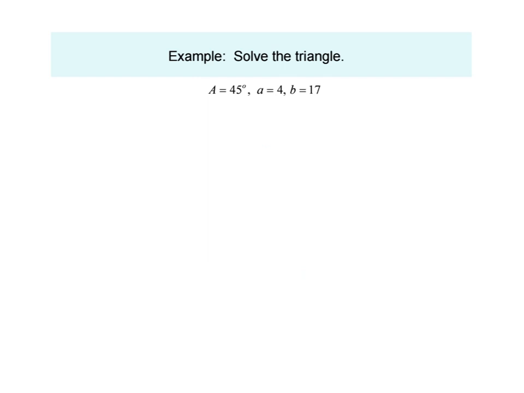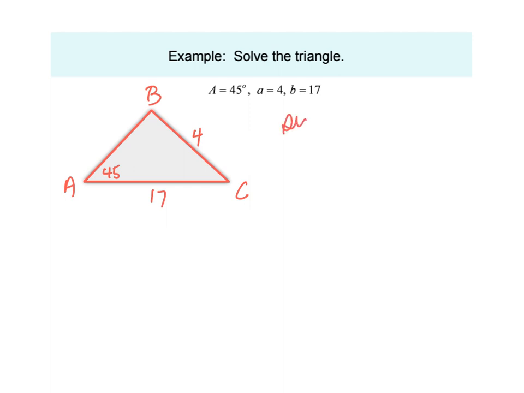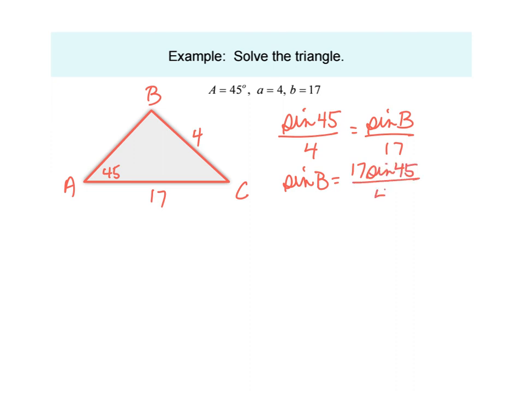Here's another case. Let's check this one. Draw myself a triangle. So A is 45. Side A is 4. Side B is 17. I'm going to use law of sines to solve for angle B. So sine of 45 over 4 is equal to sine of B over 17. Solving for sine of B, I see that sine of B would be 17 sine of 45, multiplying both sides by 17, over 4.